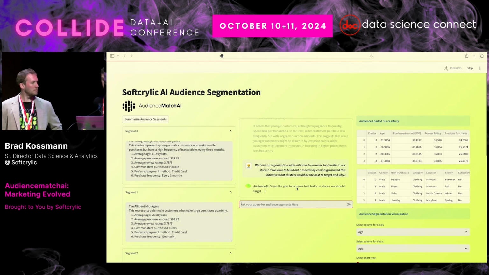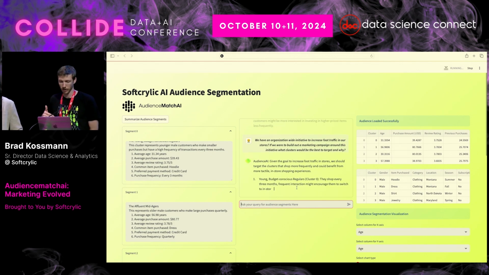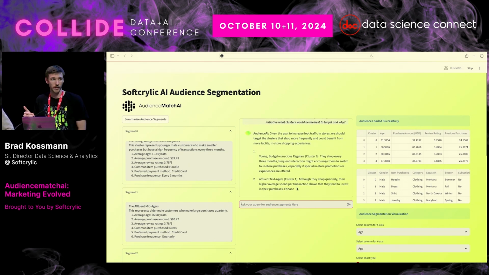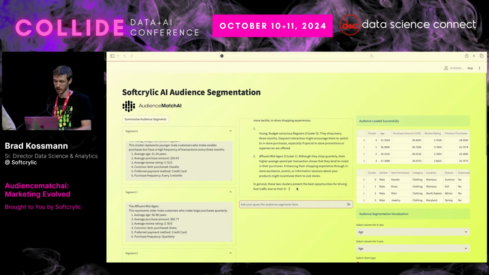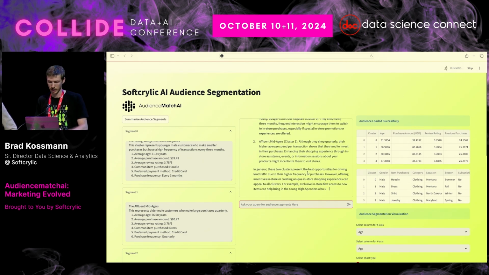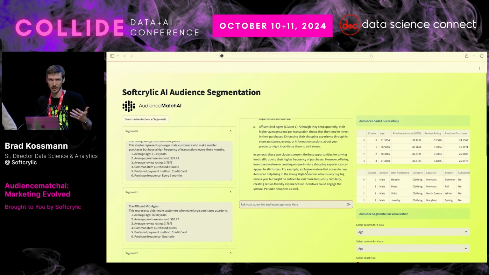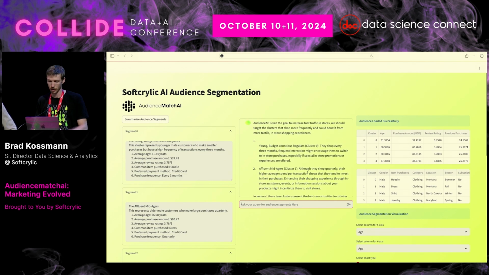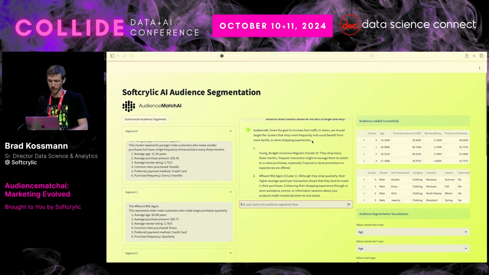I agree. Okay, cool. So we've just asked it about our organization-wide initiative to increase foot traffic, and we've asked it which clusters might be most receptive to that. It looks like it's given us 2 clusters, and I've asked it to tell us why they might be most receptive. So it says, given the goal to increase foot traffic in stores, we should target the clusters that shop more frequently and could benefit from more tactile in-store shopping experiences. So the young budget conscious regulars, they shop every 3 months. Frequent interaction might encourage them to switch to in-store purchases, especially if special in-store promotions or experiences are offered.